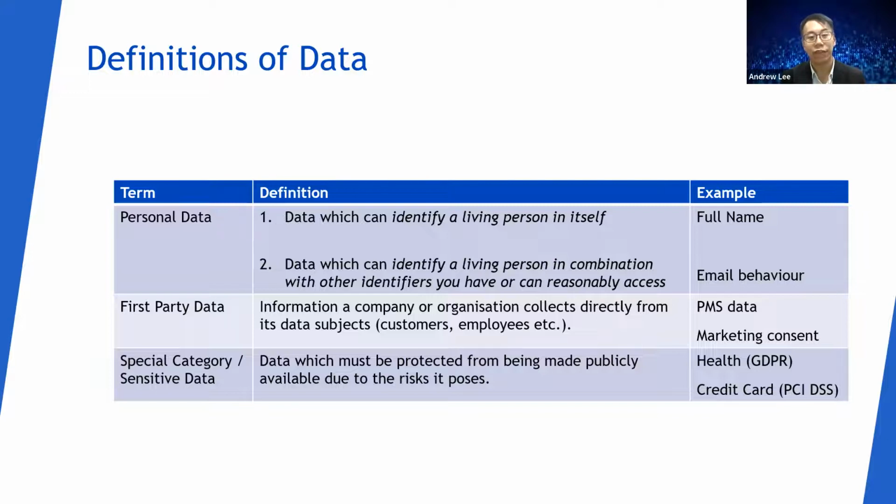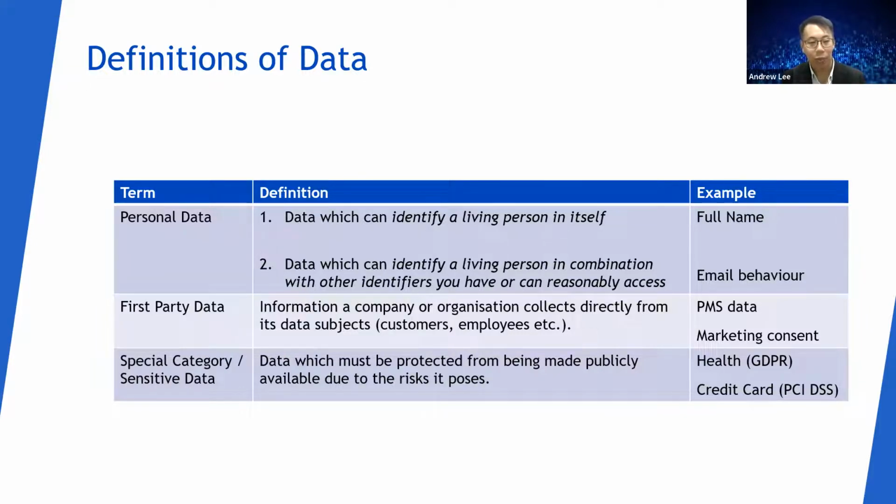Secondly, then, what is first-party data? First-party data is any information that you as an organization or a company collect directly from the individual or the data subject. So this could be data about your customers, but also your employees, your vendors, your shareholders, etc. And some examples of this may be data that is sitting in your PMS, or for example, the marketing consent that you have collected. And then lastly, we should talk about special category or sensitive data.